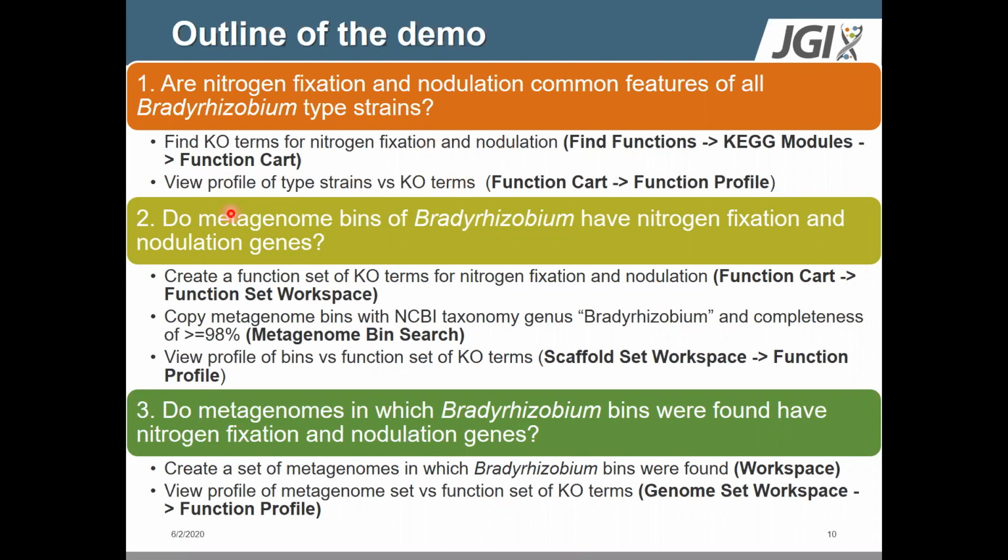In order to answer the second question about metagenome bins, first we will create a set of these KO terms for nitrogen fixation and nodulation. Then we will find and copy metagenome bins with the taxonomy of Bradyrhizobium and high degree of completeness. We will be looking only at nearly complete bins with completeness of at least 98%. And we will view the profile of these bins, again, against this set of KO terms using the scaffold set workspace.